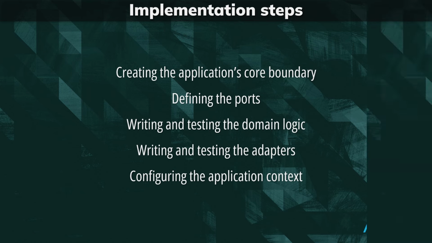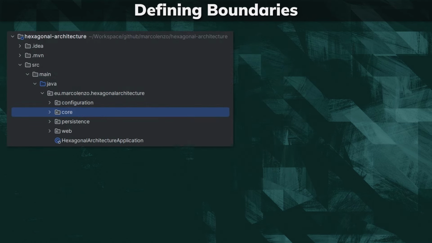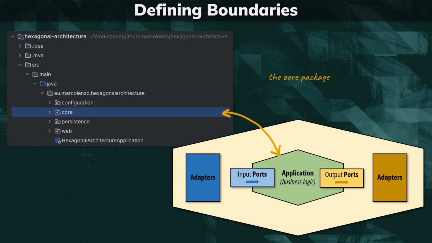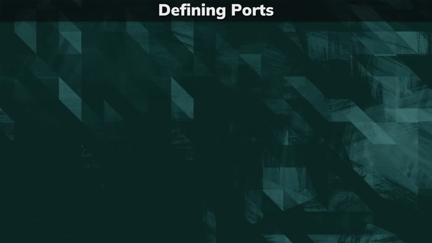In Java, we can use packages or modules to define the application layers. In this case, we define a core package that represents the inner hexagon, where we place all the business logic. With such a simple application, we only need two ports.